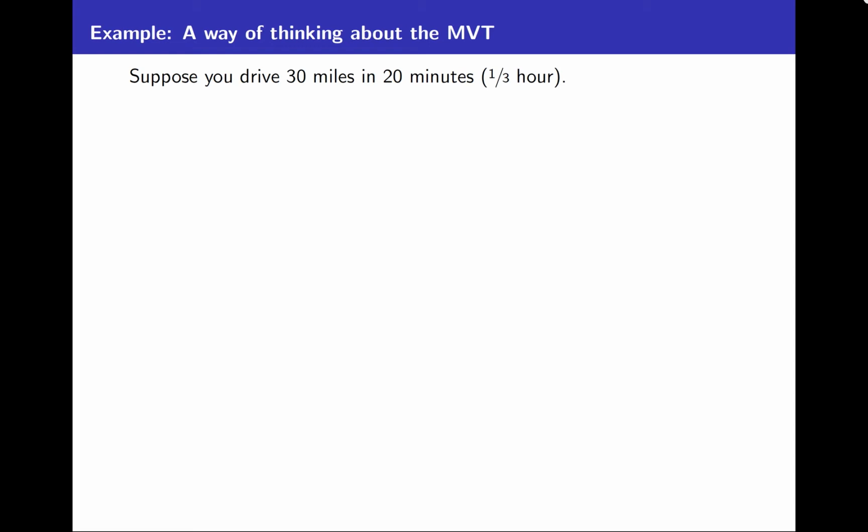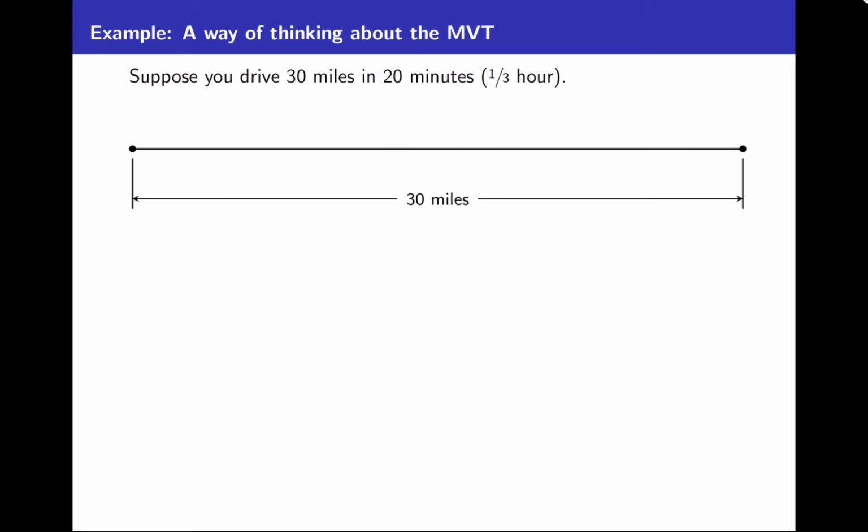Suppose you drive 30 miles in 20 minutes, which is a third of an hour, on a straight stretch of road, 30 miles long. Let's say you start out at time t equals 0 on the left, and you start driving, and then at time t equals 1/3 of an hour, you've just completed your trip. So the question I want to pose here is, did you ever break the speed limit? And let's say the speed limit is 75 miles an hour.